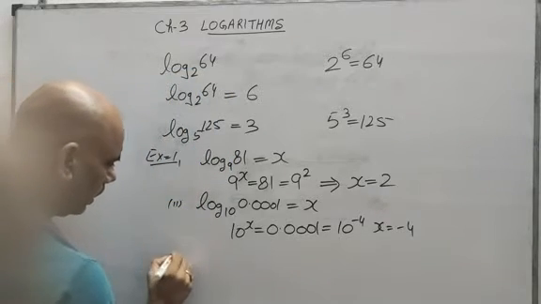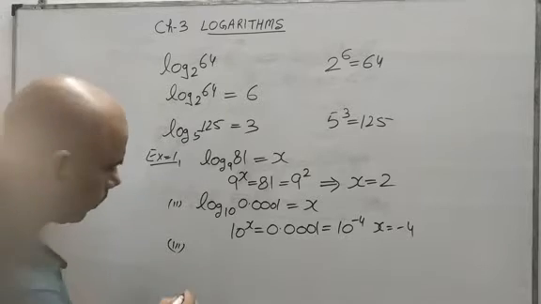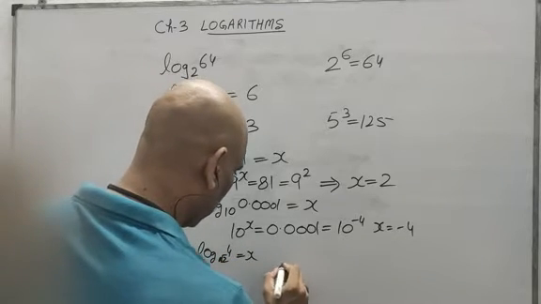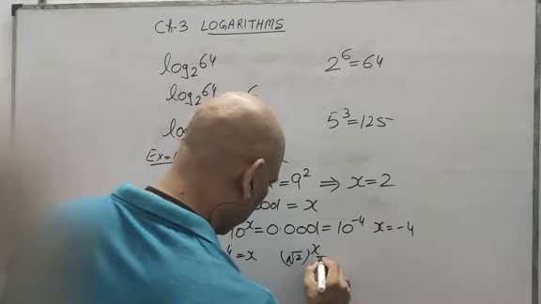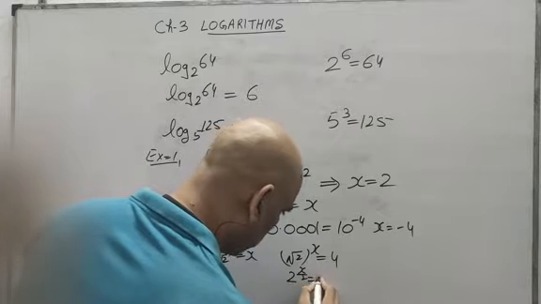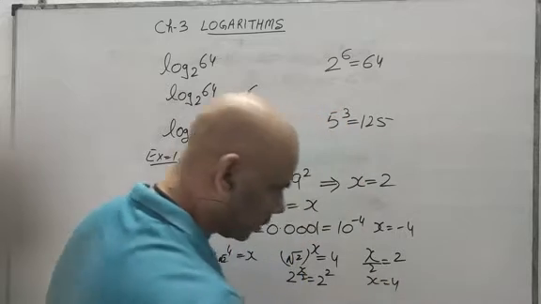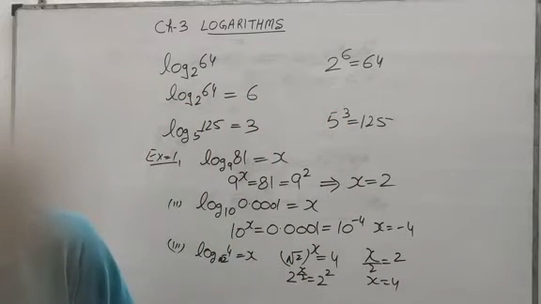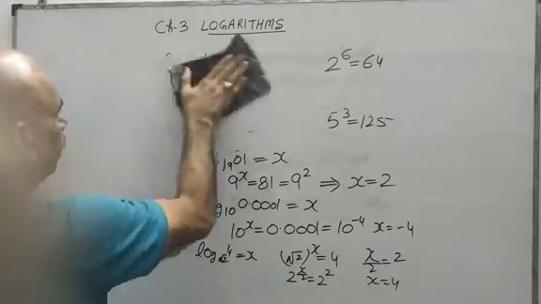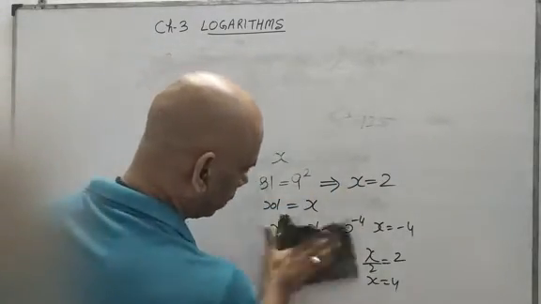This is first. Second, let me tell you one more part: log 4 base root 2 is equal to x. So I will write root 2 to the power x is equal to 4, which means 2 to the power x by 2 is equal to 2 to the power 2. So x by 2 is equal to 2 and x is equal to 4. This way we will solve these questions. All these are the questions in exercise 1.